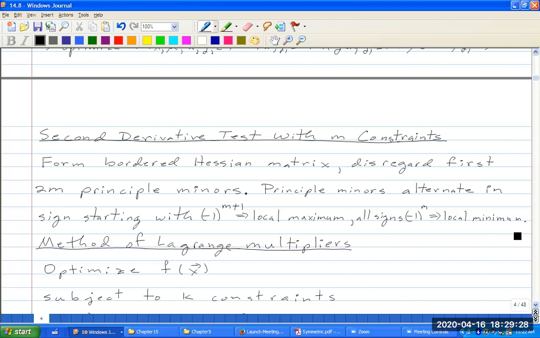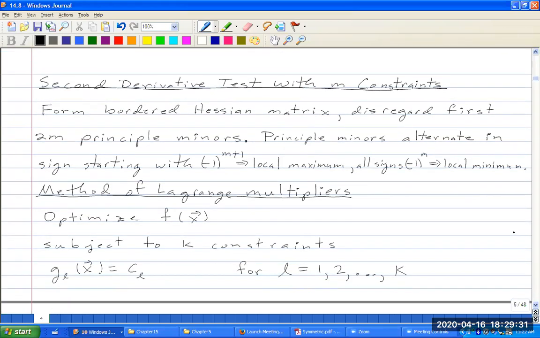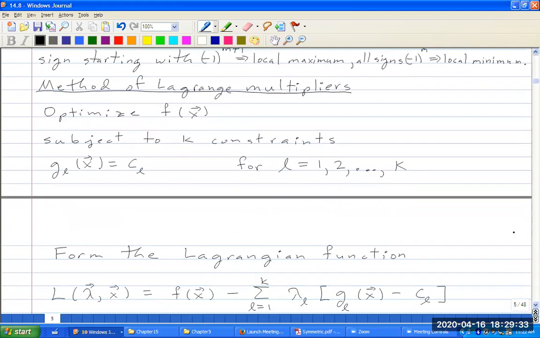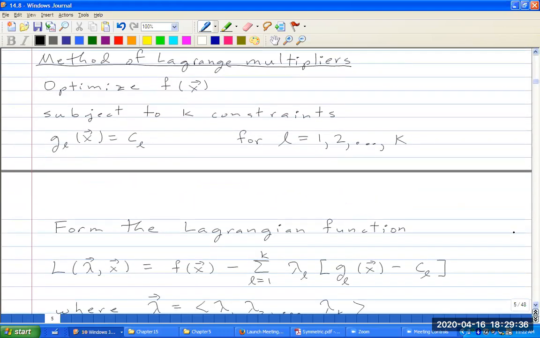Okay. So let's again try to look at this. In this case I put a minus. Usually I put a minus, so that's good. So let me look at a more specific case. Suppose I want to optimize f of x subject to k constraints, g_l of x equal to c_l for l equaling 1 through k.